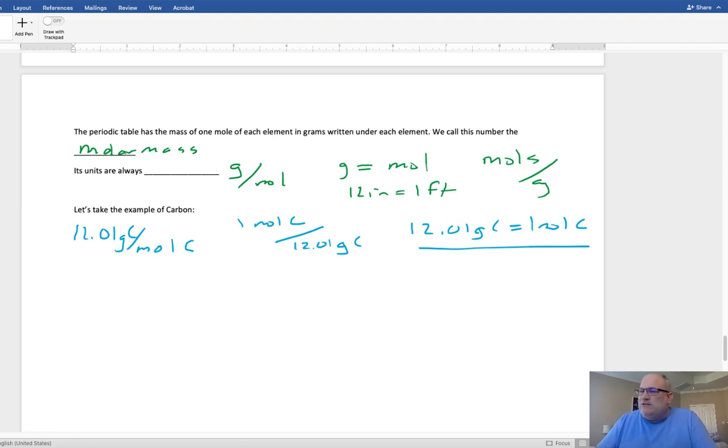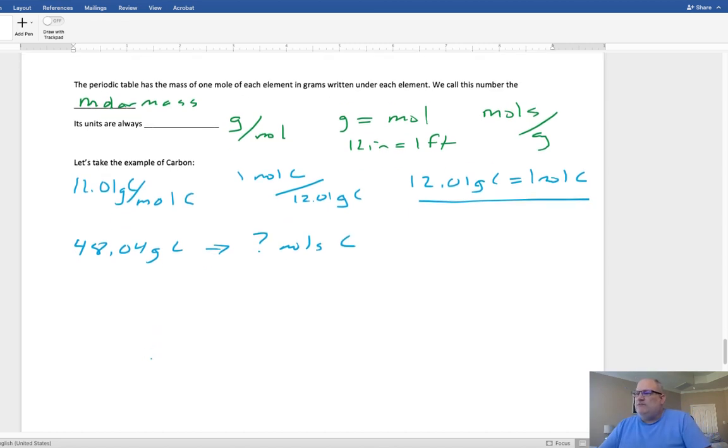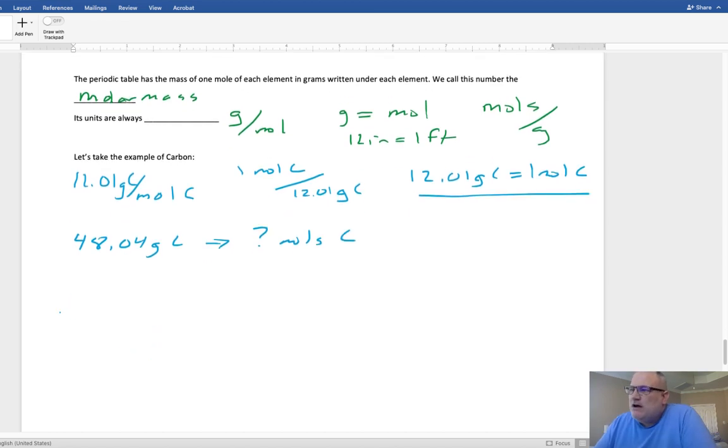So if I wanted to, I could do a simple math problem. I'm going to make this really simple for myself. Let's say I told you that I had 48.04 grams of carbon, and I wanted to know, how many moles of carbon is that? Well, as we often do, we start by putting our initial value into a table. So we'd put 48.04 grams of carbon into our table, and then we'd find a conversion that takes us from the unit we have to the unit we want to get to.